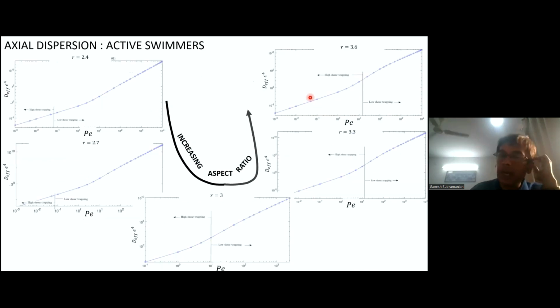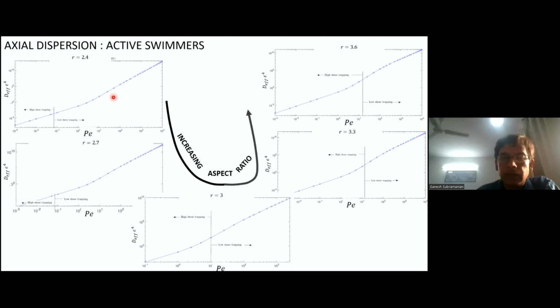Now, if I go to the axial dispersion curves, this is the axial dispersion plotted versus Peclet for the same sequence of aspect ratios, 2.4 to 3.6. For the leftmost one, at the top left of my slide, what I want you to focus on is the large Peclet behavior. That line actually turns out to be very close to a slope of 4. That's because I'm still not very far away from the critical aspect ratio of 2.